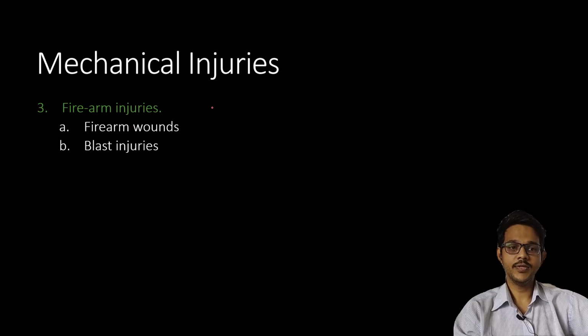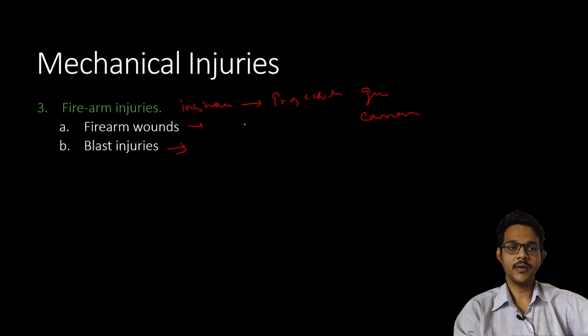Next is firearm injuries, caused by firearm weapons or any instrument which fires a projectile. Any instrument which fires a projectile is considered a firearm. That includes guns, rifles, shotguns, and also cannons. Cannons are one of the old forms of firearm. Those are considered firearm injuries. So firearm wounds are caused mainly by firearm weapons like guns and rifles.